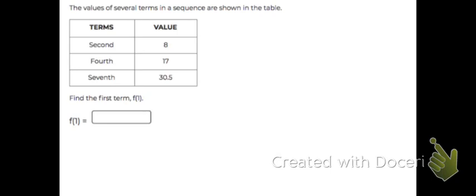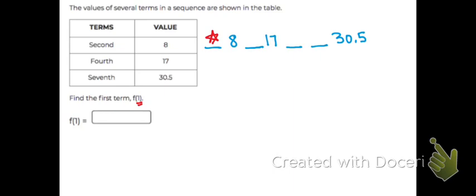So they're showing you a sequence and they're showing you the terms, not all of them, but in a table. So for me, I would first write these out the way I typically see sequences. I don't know the first term, but I know the second term is an 8. I don't know the third term, but I know the fourth term is a 17. I don't know the fifth term or the sixth term, but I know the seventh term is a 30.5. So I am trying to find out what is the first term. That's what this is saying.